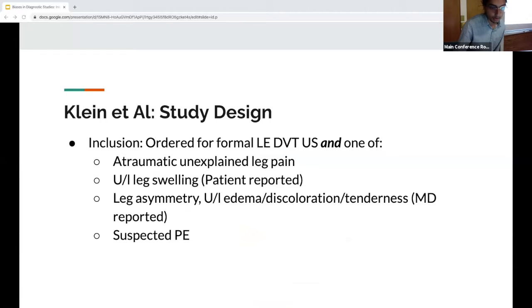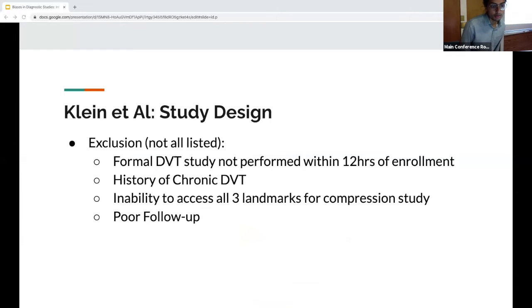I thought the inclusion criteria was fairly comprehensive, right? They're consecutively taking patients, and for the most part the presentation spans the full spectrum. The exclusion criteria, you can peruse in the paper itself. I listed some of the ones that I thought were more salient.